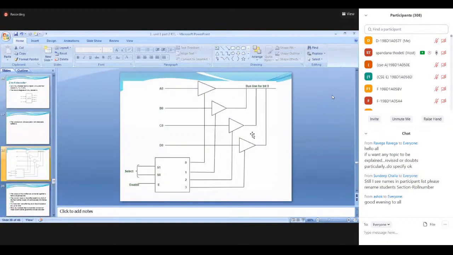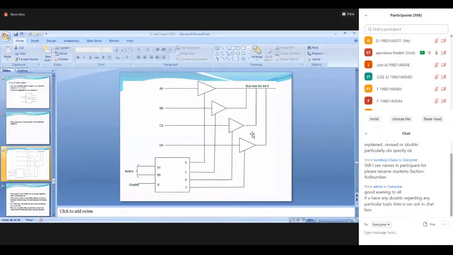So the second way of constructing the bus is using tri-state buffers. Along with the tri-state buffers, you will be using a decoder. What do you mean by decoder? Multiplexer means from multiple inputs, you get a single output. But in the case of a decoder, you get multiple outputs, not a single output. If the number of input lines is n, the number of output lines will be 2 power n. So you get multiple outputs using the decoder.